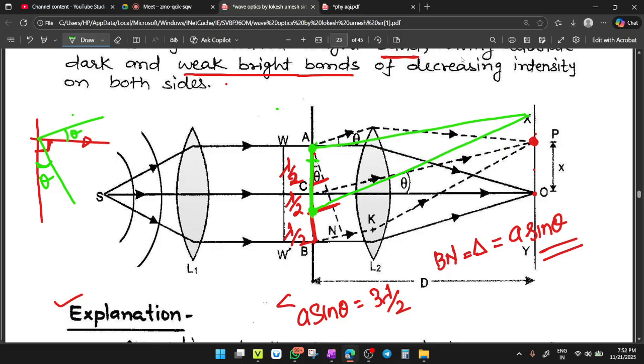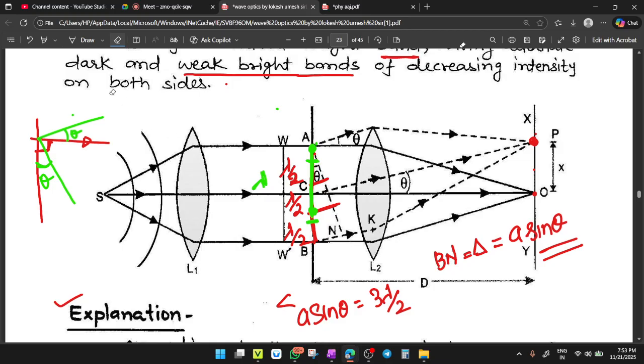Again, just below the point A, and just here, this one point, you can understand by the diagram. Again, they will have a path difference of lambda. Yes or no? So again, they will interfere at the same point and will form a bright image. Clear or not clear?